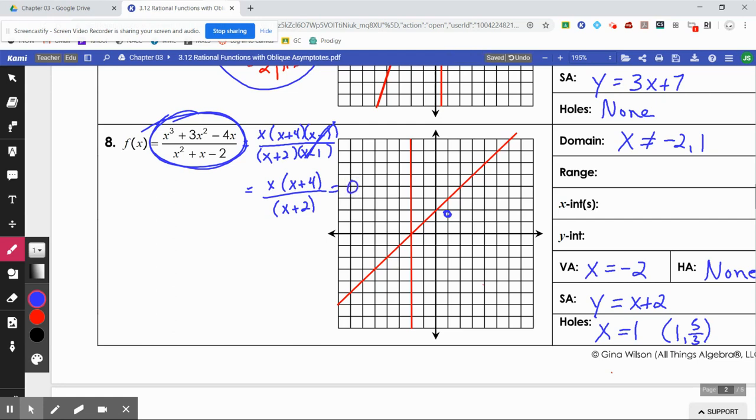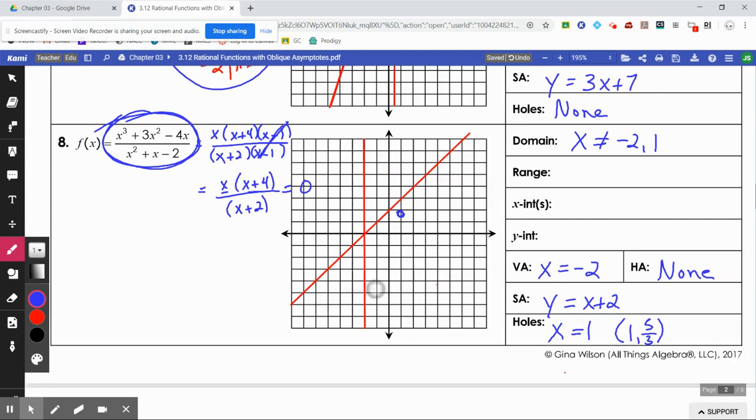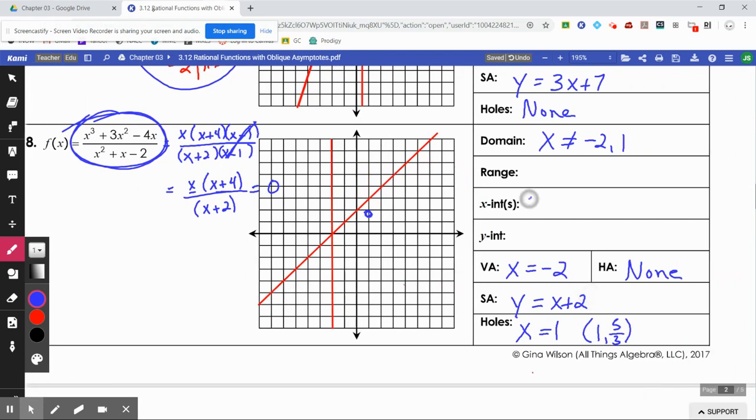Which means in order for a fraction to be 0, the top must be 0. So therefore, you have two factors on top, set them each equal to 0, and you're either going to get 0 or -4. So your x-intercepts are going to be (0, 0) and (-4, 0). So let's go ahead and plot those. (0, 0), there's one of them. -1, -2, -3, (-4, 0) is going to be your other.